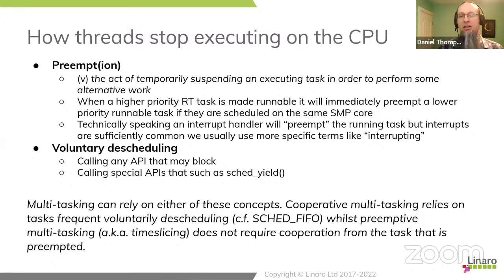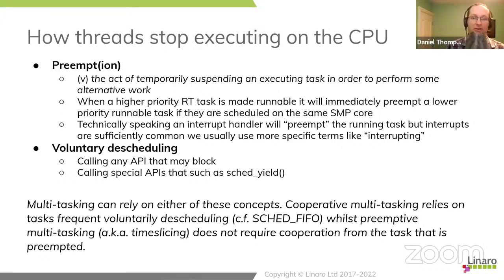Technically speaking, interrupt handlers also preempt tasks. They are an involuntary suspension so that we can go and handle an interrupt. That's a sufficiently common behavior, interrupting, that we're going to use the more specific term interrupting. So when we talk about preemption, we are talking about a task preempting another task, not an interrupt preempting a task. So it would not be wrong to talk about interrupt handlers as preempting the task, but I'm going to try very hard not to say that because it just makes things a little confusing as we work through the material ahead. The alternative to that is voluntary descheduling.